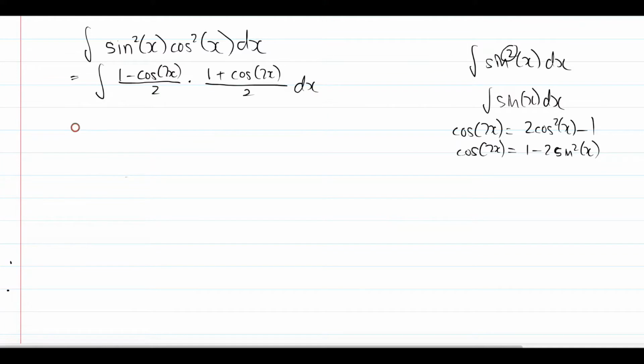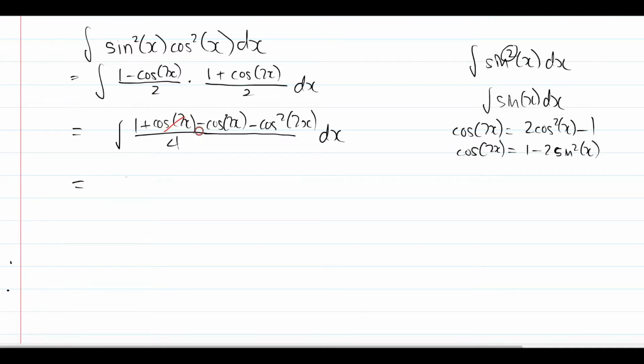Okay, afterwards, multiply them out. 2 times 2, 4. 1 times 1 is still 1. 1 times cos 2x is positive cos 2x. Negative cos 2x times 1 is negative cos 2x. We can see the cancellation already. And last one, negative cos 2x times positive cos 2x is negative cos squared 2x. And then dx.